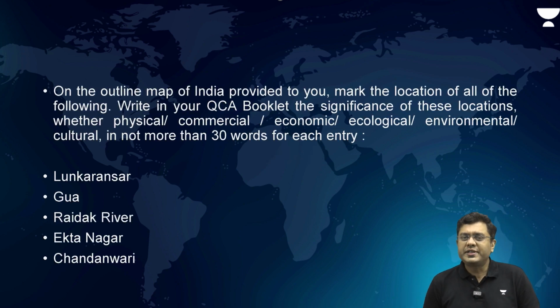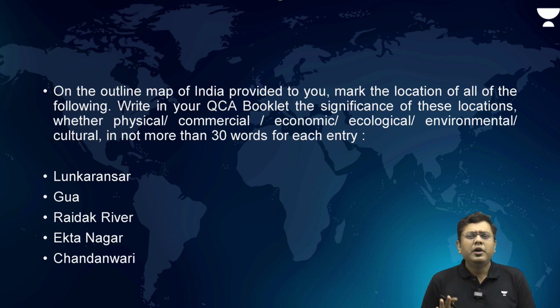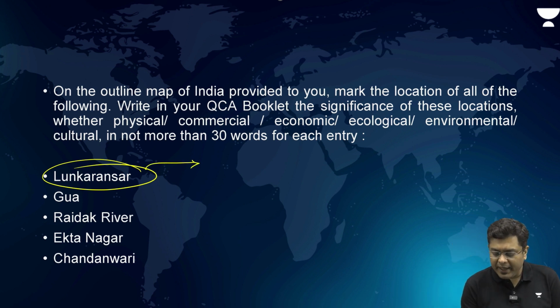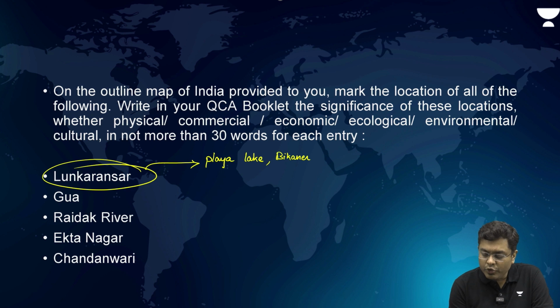Now, in paper 2, starting with the portion of map pointing. So, in map pointing, the questions were such that if you were very regular with the portion of current affairs, 3 to 4 you could have done, right. So, here Lunkaransar, where is it situated? It is basically a saline playa lake in the region around Bikaner, caused due to erosion. Wind erosion has created this playa lake by the process of deflation.